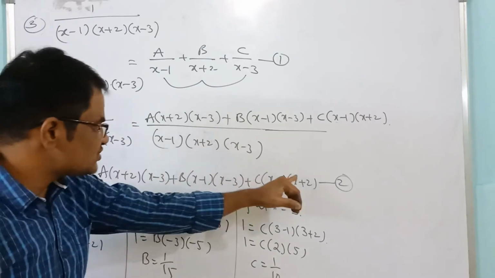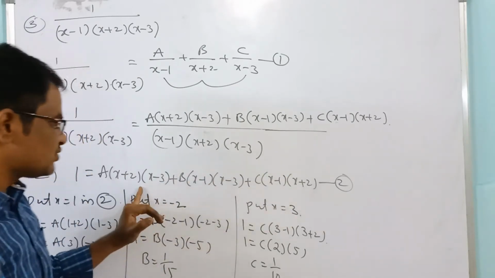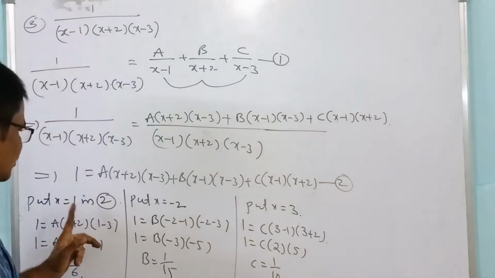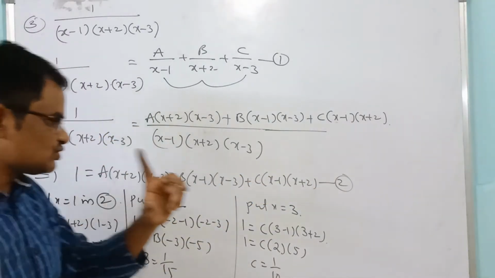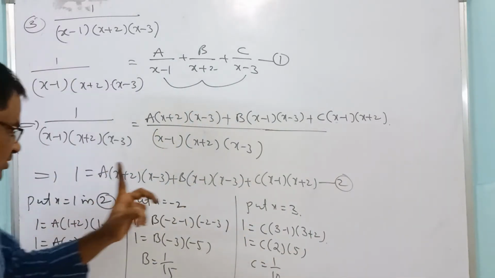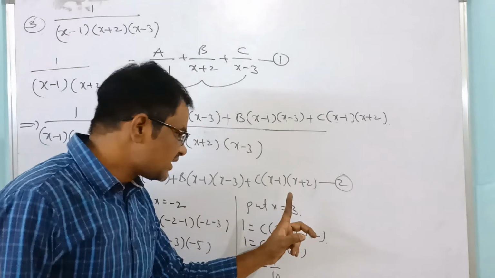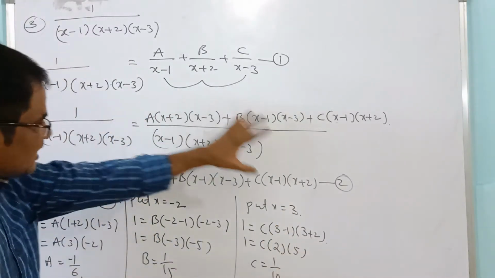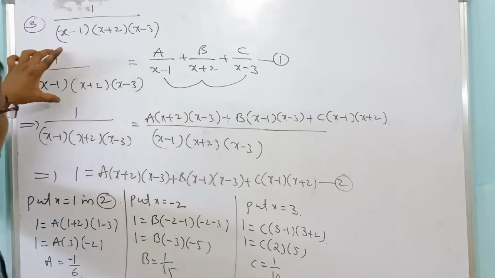If these two are 0, x equal to minus 2 you can substitute. For these two to be 0, x equal to 1. So x equal to 1 substitution, x equal to minus 2 substitution, x equal to 3. If you substitute x equal to 1, A value we got. X equal to minus 2, B. X equal to 3, C value we got. Okay, now these three values, not only by this method, directly also you can do.